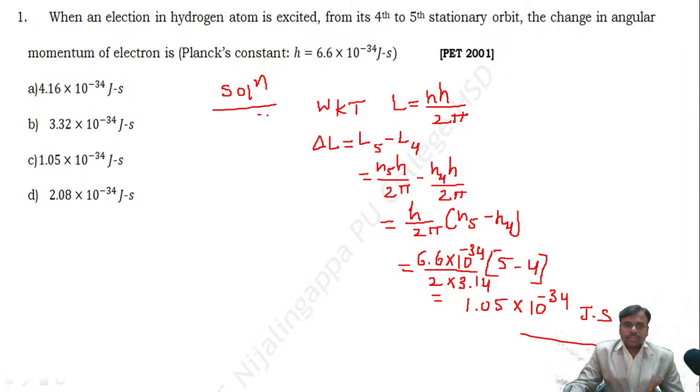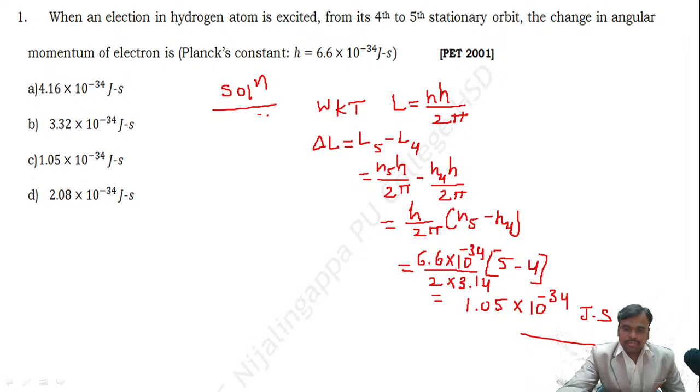That means, students, by using Bohr's quantization rule, we can solve this problem. Most important is L equal to nh by 2 pi, which represents Bohr's quantization rule. By knowing L5 and L4, we can easily find the change in angular momentum of the electron when the electron transition takes place from the 4th to the 5th orbit. This is the calculation method.